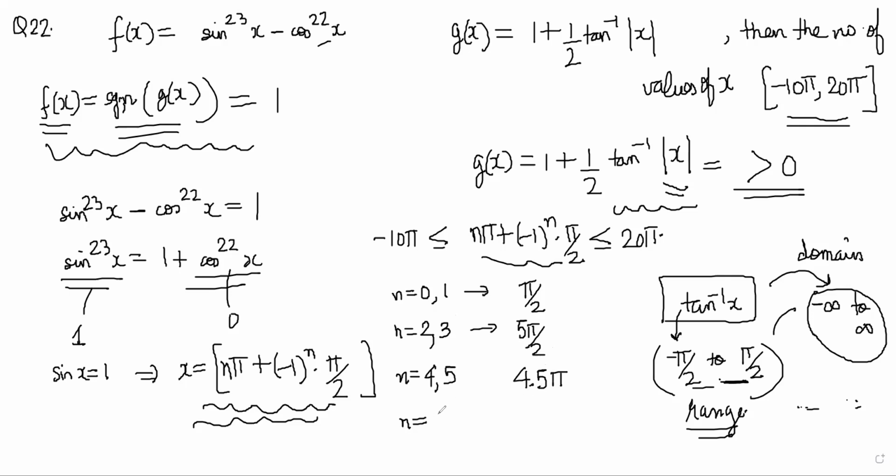Then 6 and 7 will give 6 pi plus pi by 2. Just add 4 pi: this was 2.5 pi, this was 0.5 pi, so it will be 6.5 pi, and similarly 8.5 pi. You have to go up till 20 pi, so finally it will be 18.5 pi.